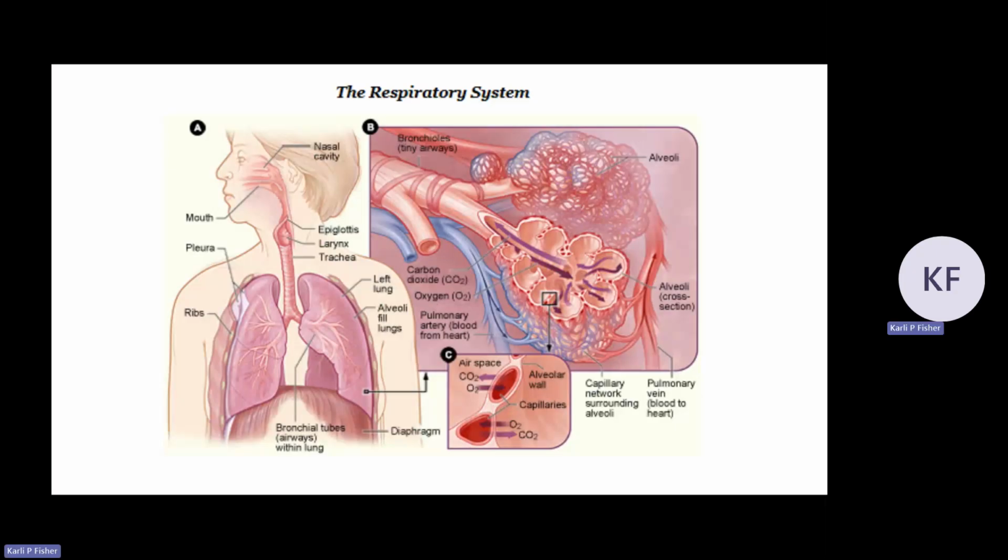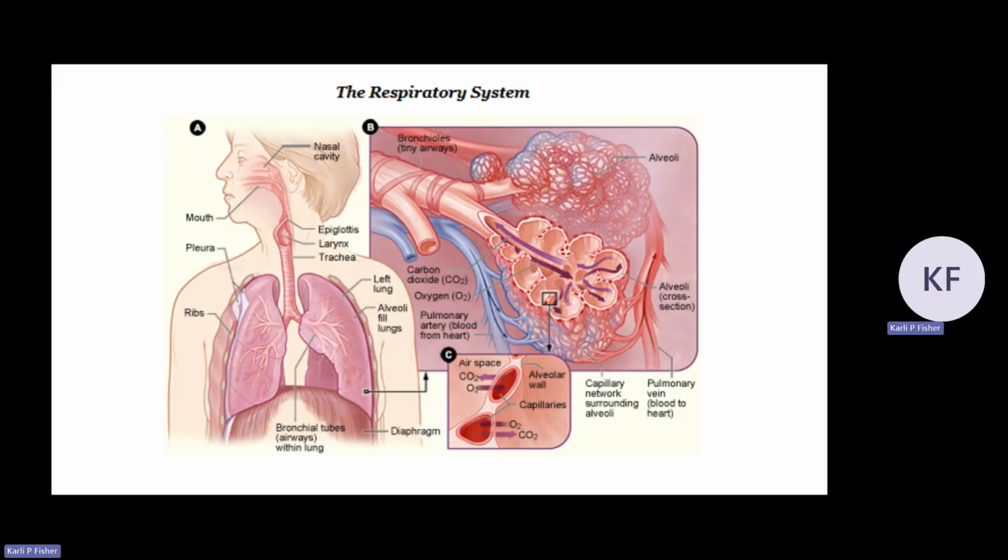So what we see here is a detailed picture of the respiratory system. You can see it from the larynx down through the trachea and into the lungs themselves. What we're looking at right now is the respiratory system that is located in your thorax and then up through your throat and into your mouth.